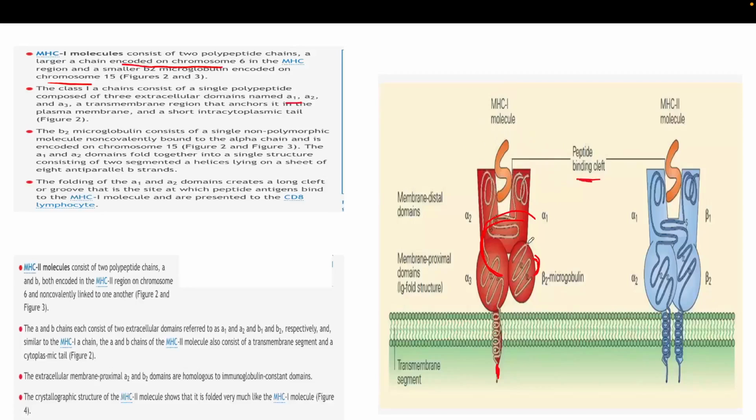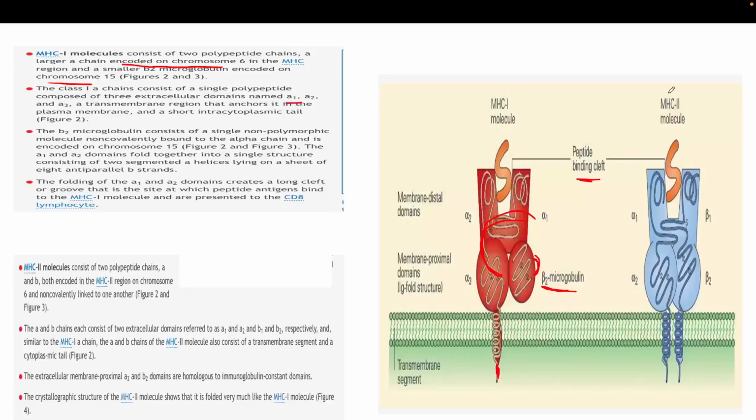And it has two polypeptide chains. One is encoded by alpha 1, alpha 2, alpha 3, and another one is the beta 2 microglobulin. These three come under one polypeptide chain, and this comes under the other peptide chain. And these two polypeptide chains link together via the non-covalent interaction.